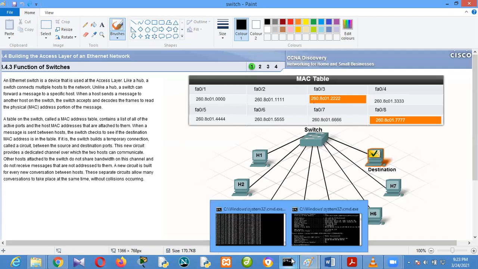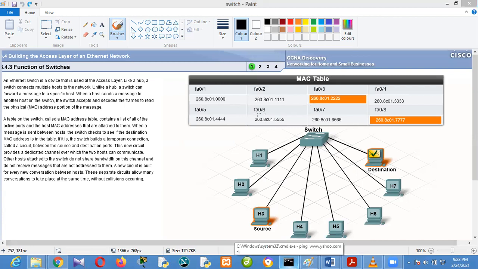Hello? I do, I understand. I'm following you. Okay, got it. So that's the way it fills its ARP table.